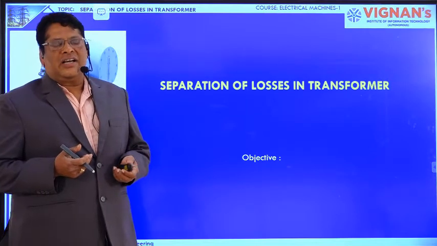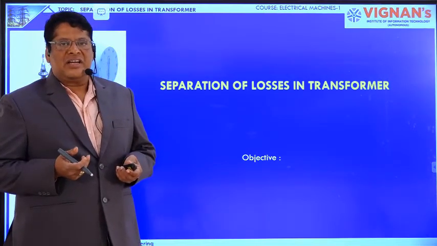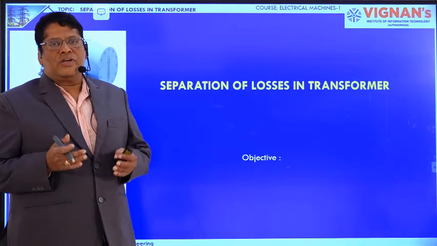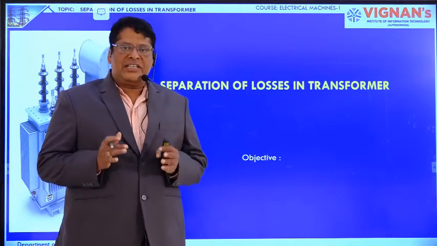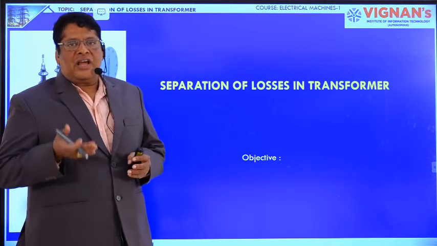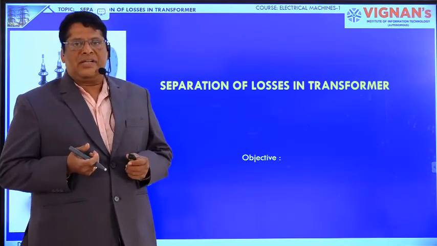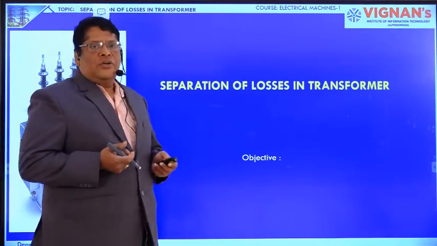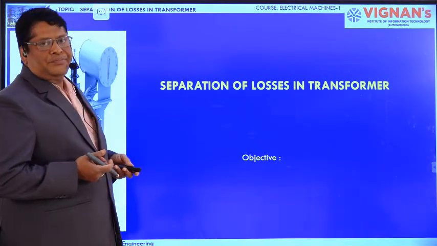Next we studied the Sumpner's test on transformers. Another name for the Sumpner's test is the heat run test. What are the parameters we calculated in an OC and SC test? All those parameters we can also calculate in a Sumpner's test, along with the temperature rise in a transformer. In this class, we are going to study the separation of losses in a transformer.